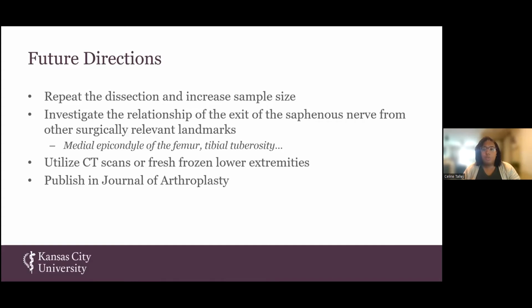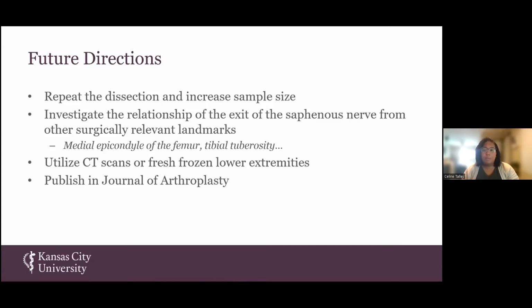Other future goals would include investigating the relationship of the exit of the saphenous nerve from other surgically relevant landmarks, like the medial epicondyle of the femur or the tibial tuberosity. I would also like to repeat this project collecting data from CT scans or fresh frozen donors. This would provide a more realistic tissue model that is sometimes lost in stiffer formalin embalmed cadavers.